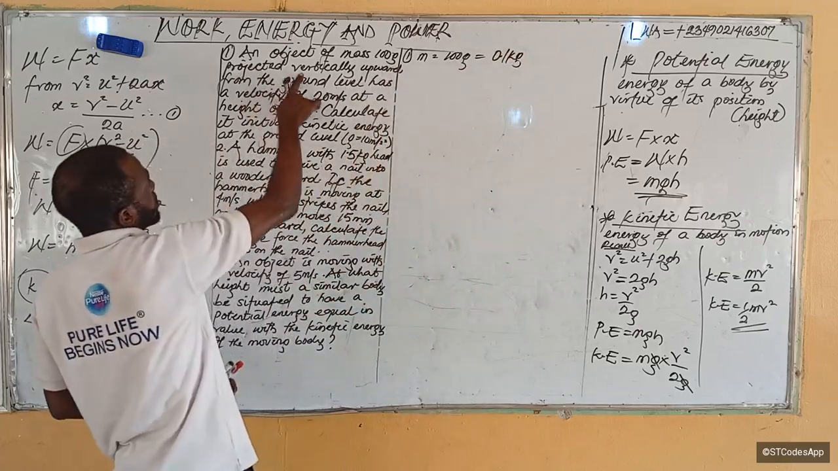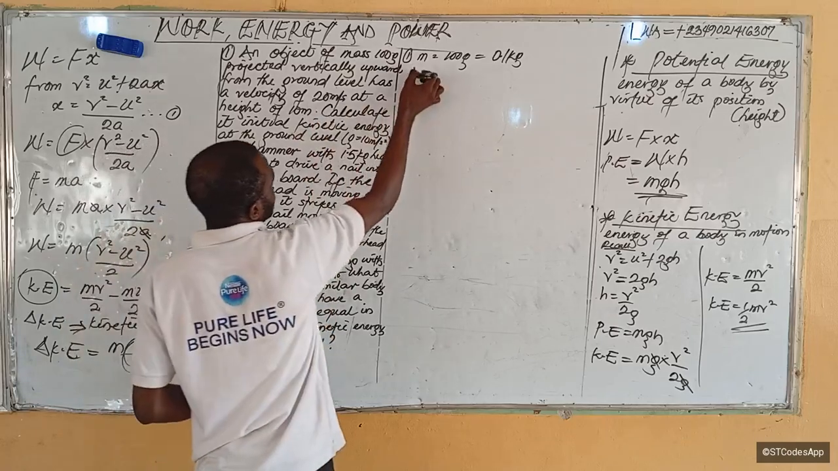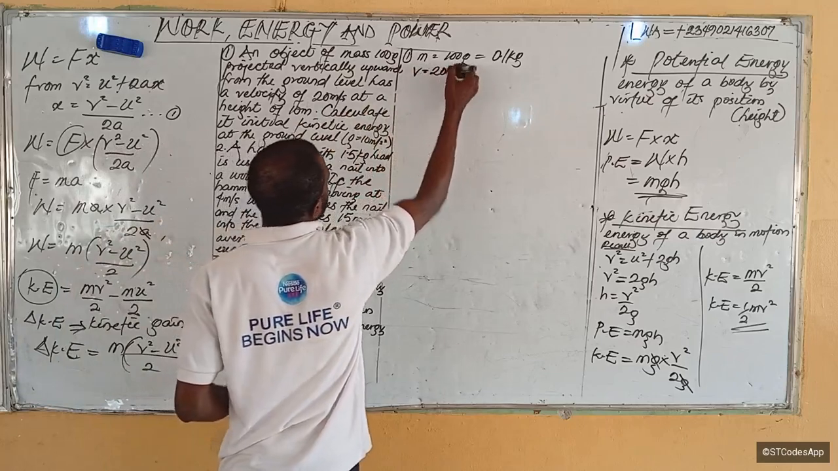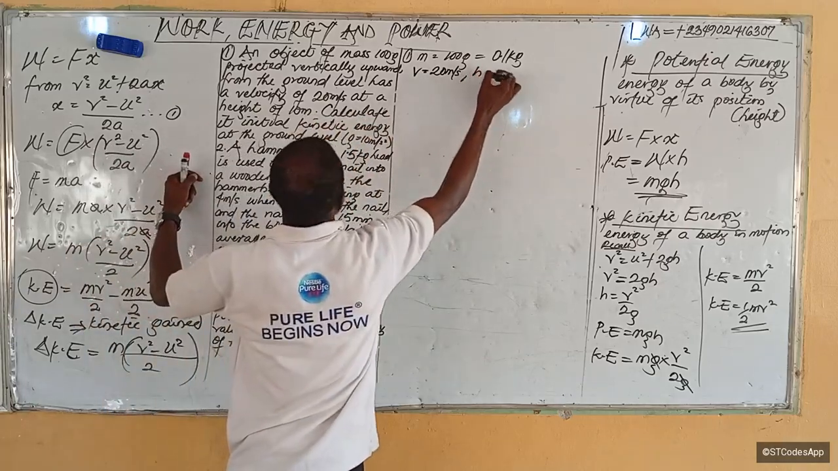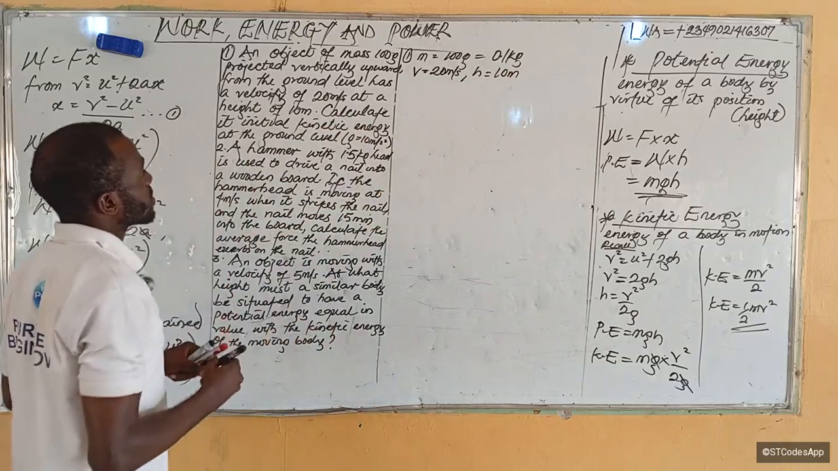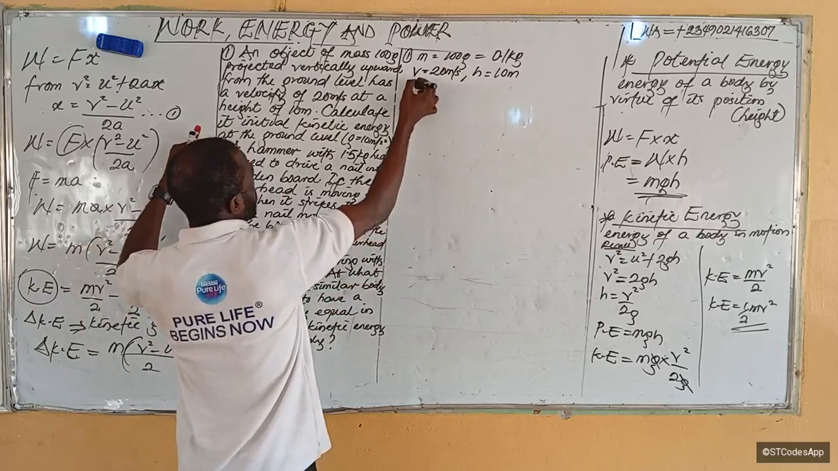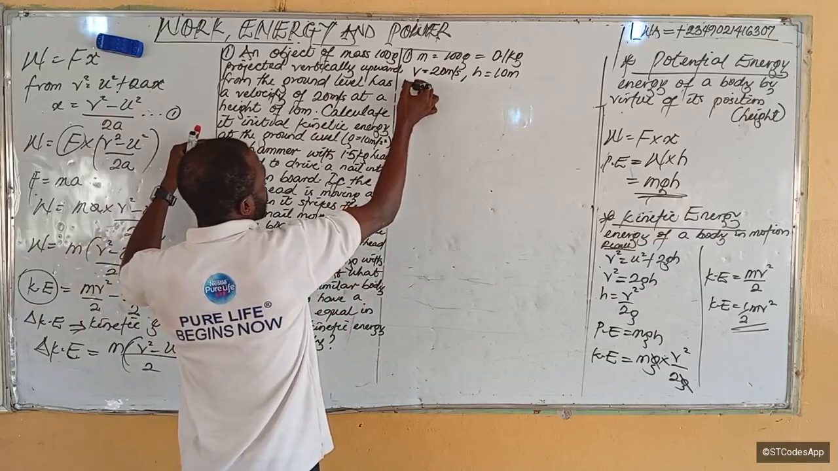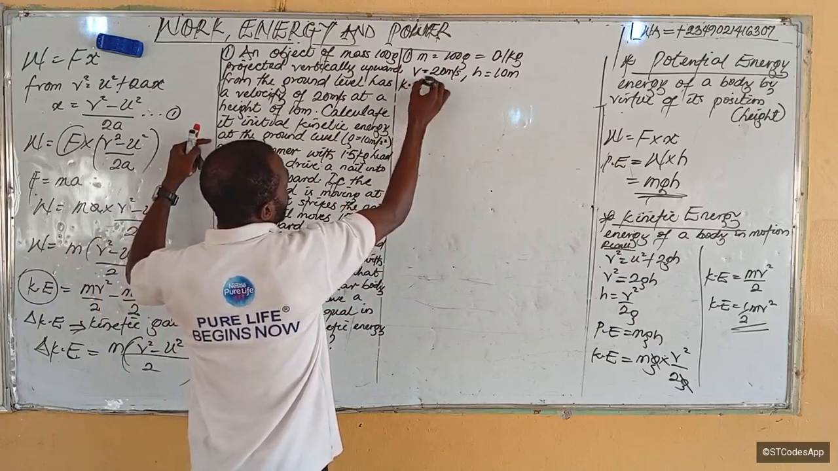Then projected vertically upwards from the ground level has a velocity... So the velocity is 20 meters per second at a height of 10 meters. Calculate its initial kinetic energy at the ground level. So let's call that one KE1.